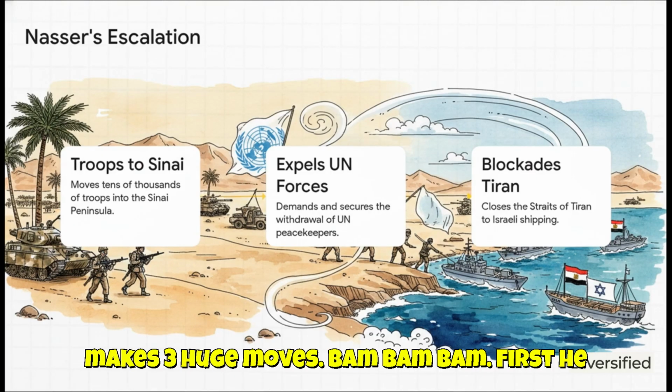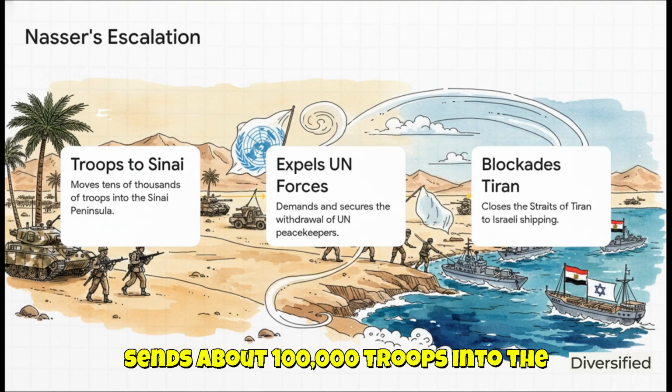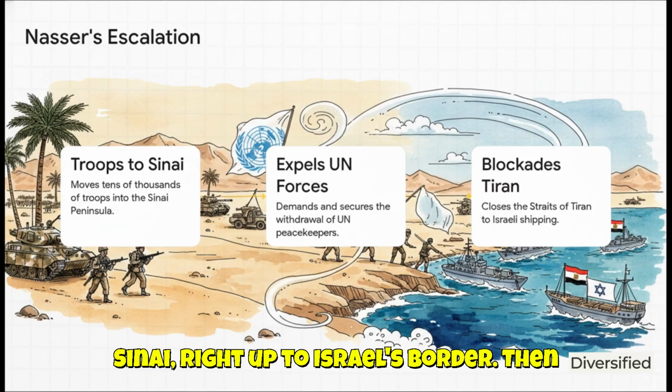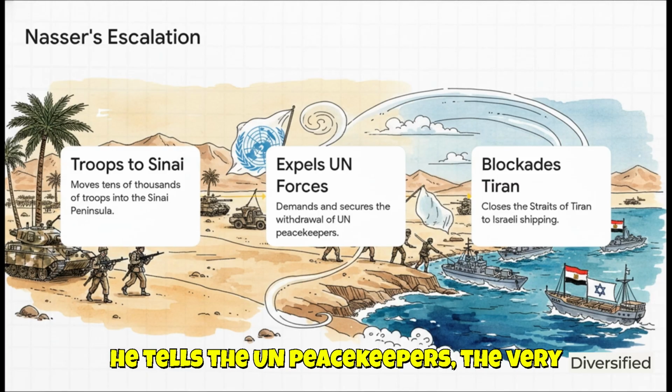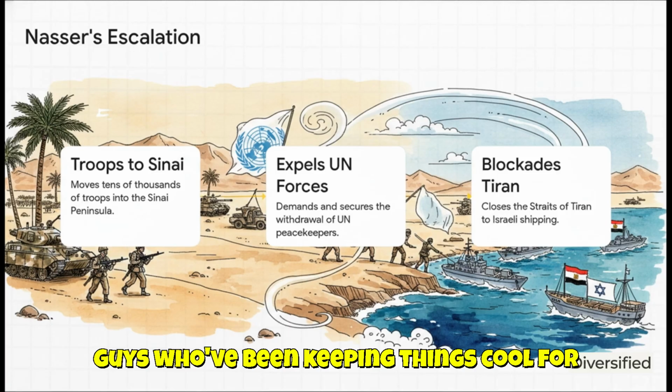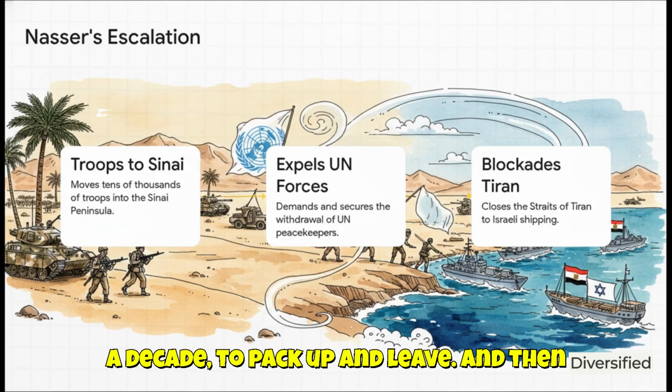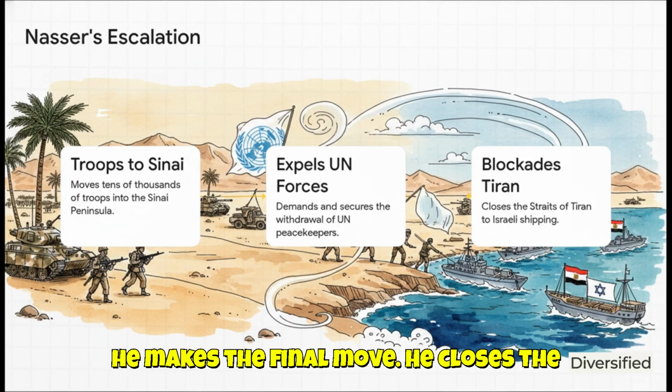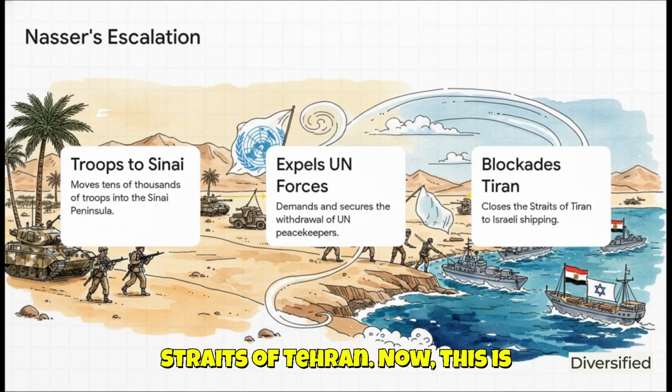Bam, bam, bam. First, he sends about 100,000 troops into the Sinai right up to Israel's border. Then, he tells the UN peacekeepers, the very guys who'd been keeping things cool for a decade, to pack up and leave. And then he makes the final move. He closes the Straits of Tiran.